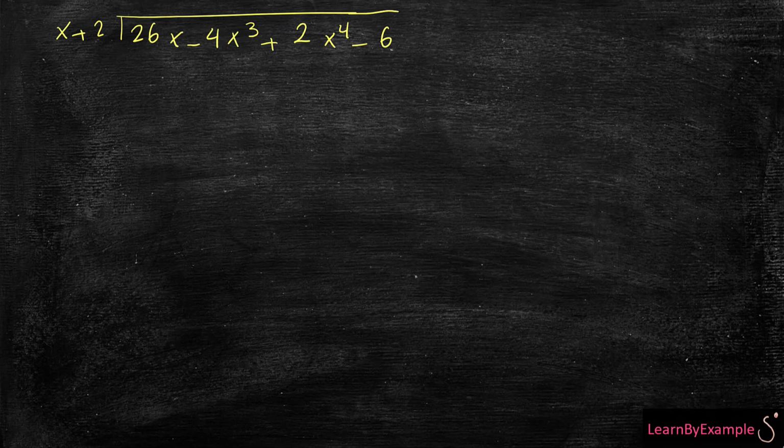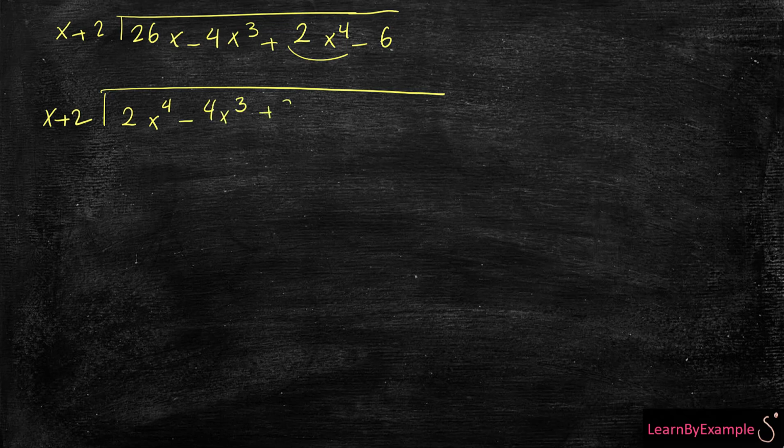So first things first, let's rearrange this. This doesn't look good. So I'm going to write x plus 2, and this is my highest power: 2x to the 4 minus 4x cubed plus 26x minus 6. So I divide the first term by the first term here.